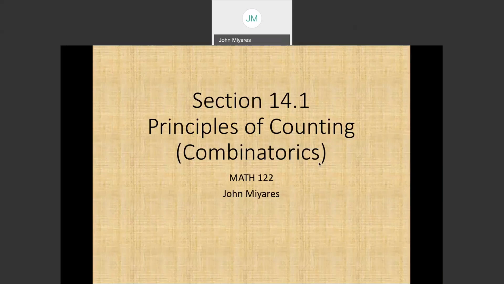If you're worried about looking at a topic with a name so difficult to pronounce like combinatorics, let's just simplify this lesson by calling it what it is, the principles of counting, which sounds like something much simpler. We'll begin this lesson by looking at a problem that most of us have to deal with every day, and that is figuring out what to wear.